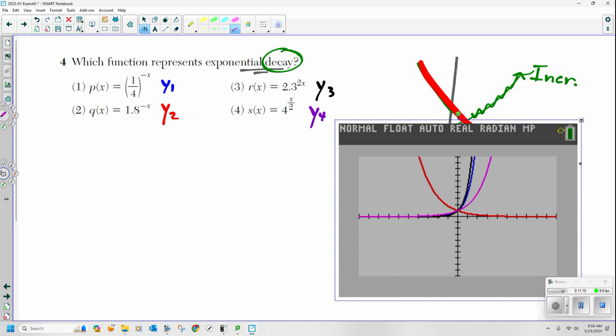Okay, and that pretty much answers it. This is the only one that's going down and to the right. The rest of them are going up. Up, up, up. So our choice is the red one, which is choice 2. Oh, I love using the calculator to do these problems.